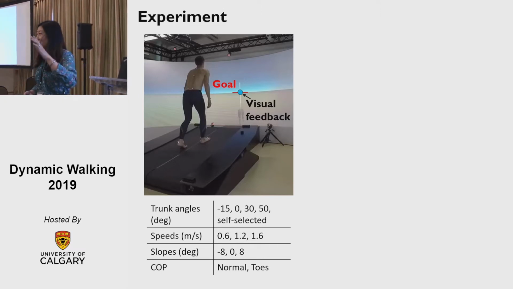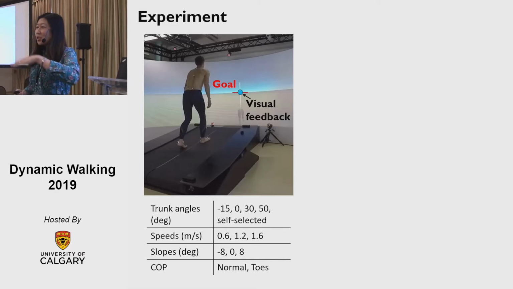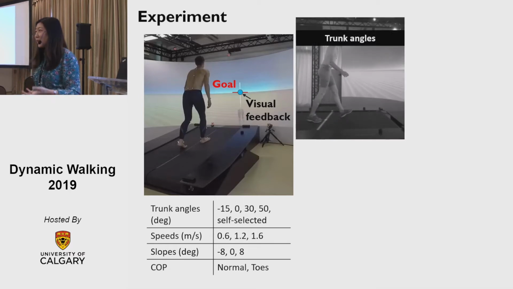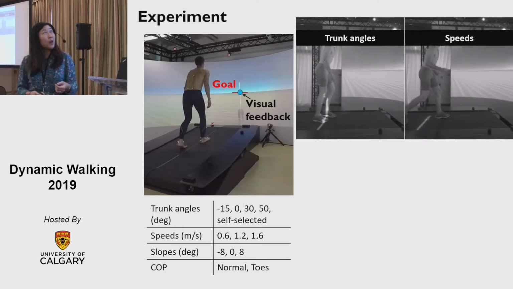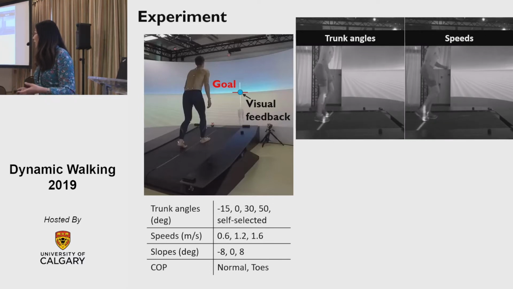This ball is oscillating as they're walking, and we asked them to please just try to keep it on average where the goal line is. We had them walk at different trunk angles, 0 and 30 degrees, and for some conditions we had negative 15 and positive 30, and we also had self-selected. We had them walk at different speeds, 0.6 meters per second, 1.2 meters per second, and 1.6 meters per second.